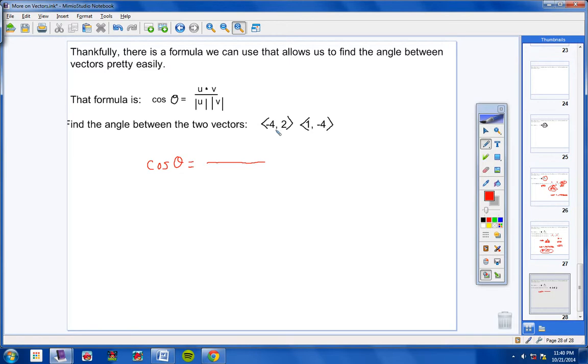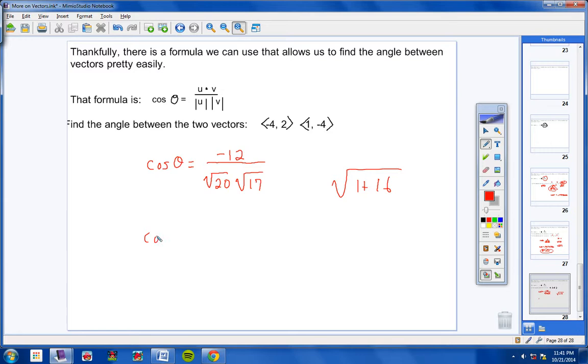U times v. Negative 4 times 1 is negative 4. 2 times negative 4 is negative 8. Add those two numbers together, negative 12. So there we go. Okay, there's the dot product. Now let's find the magnitude of u. Square root of the 4, that's 16. Square root of the 2, that's 4. Square root of 20. Okay, going pretty fast now, pretty simple. Magnitude of v, square root of the 1, square root of the 4, add them together, square root of 17.